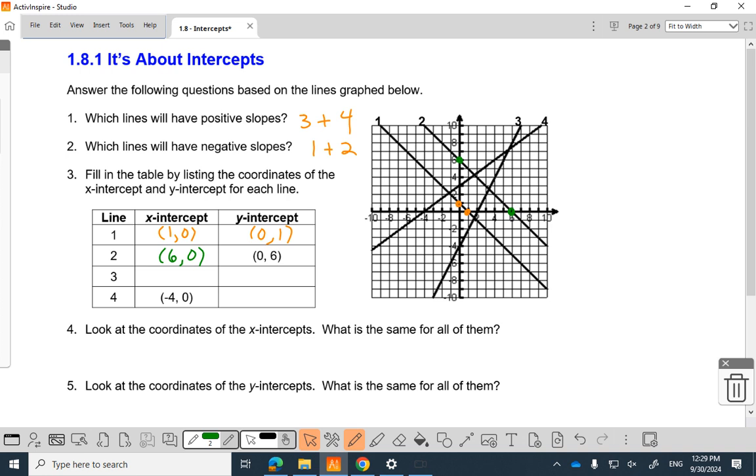Let's see, I've used orange and green. Let me switch to pink. Third line. Oh, even on mine, it's a little bit difficult to see. There's the y-intercept in pink, and there's the x-intercept there. So what's the y-intercept? What's its value?